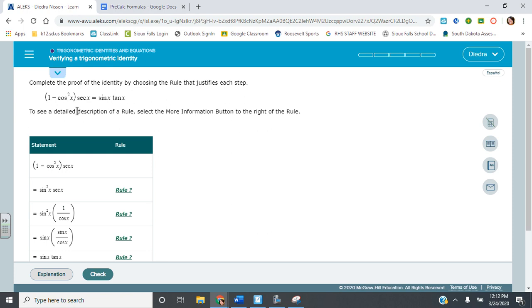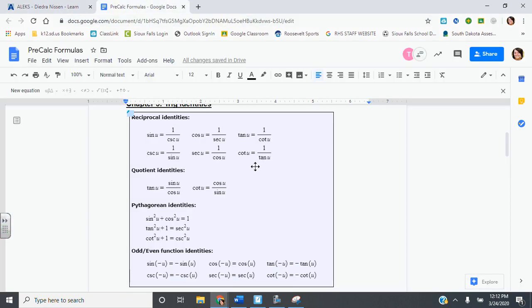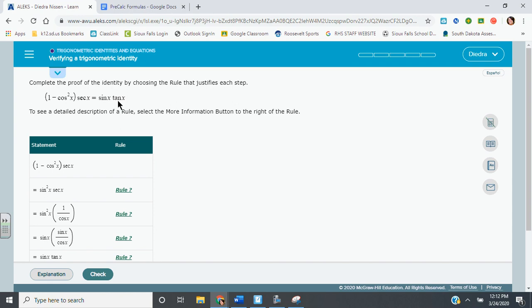Now, the verifying is where it's giving you this answer, but it's asking you to show how each step is going to get you to that answer. So I'm going to do it through Alex so that you can see exactly what you're going to be expected to type in and how you're going to do it. In order to verify an identity, you're going to want to have handy your identity sheet that shows you the reciprocal identities, the quotient identities, Pythagorean, and even and odd. You're going to want to have this handy because that's what's going to help you verify what they're doing on each step that's getting them, in this case, to the sine of x times tangent of x.